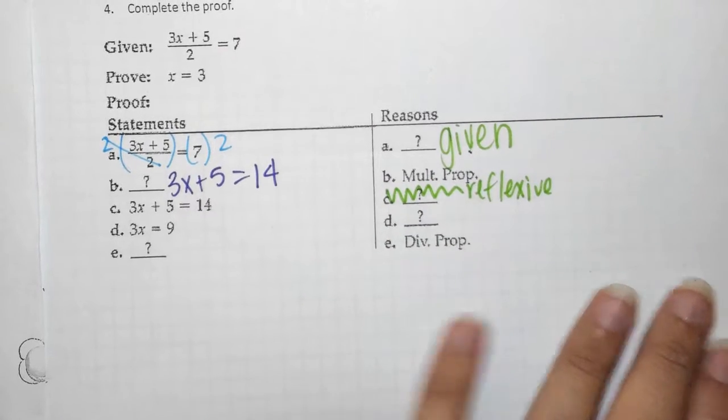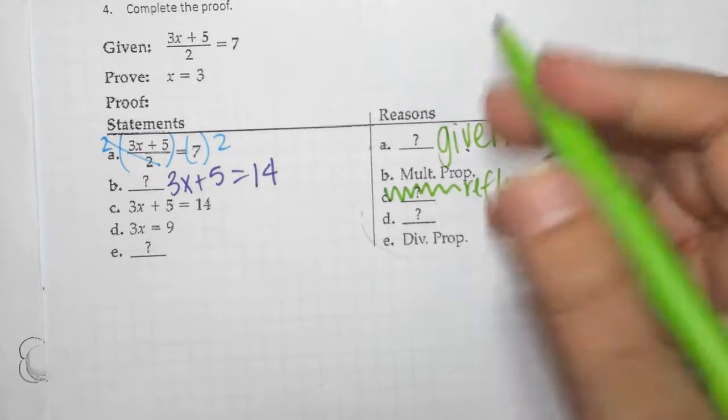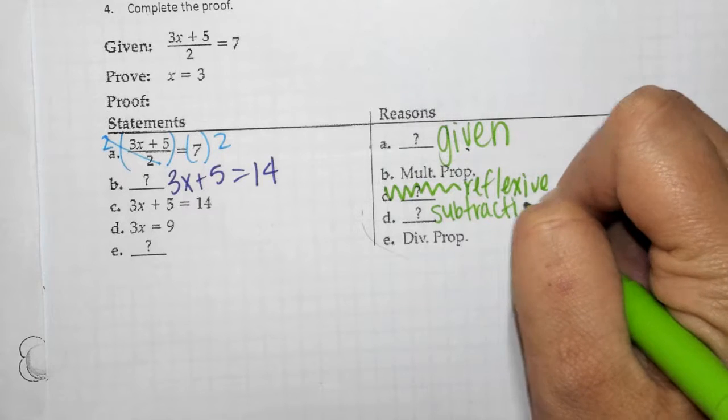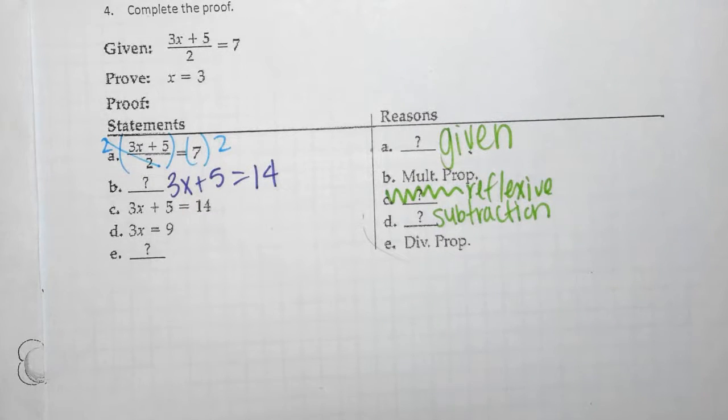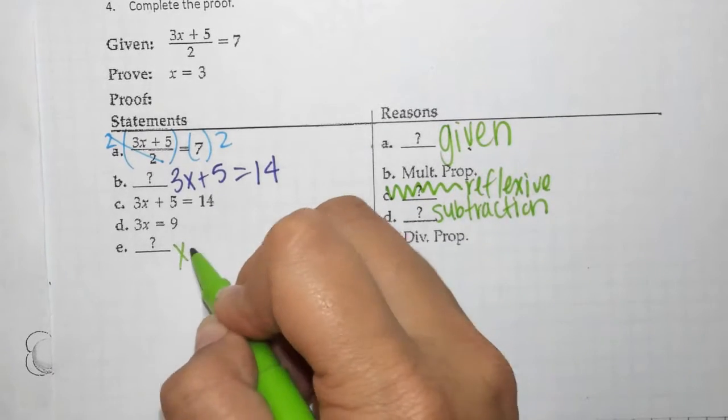All right. And then for D, what did they do? They subtracted 5. And then what did they do last? They said they divided, so what should we do? Divide by 3. And x should equal? 3.